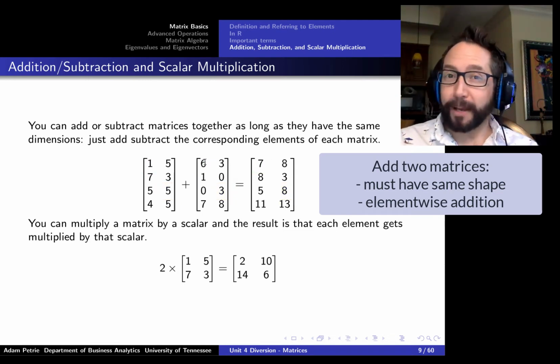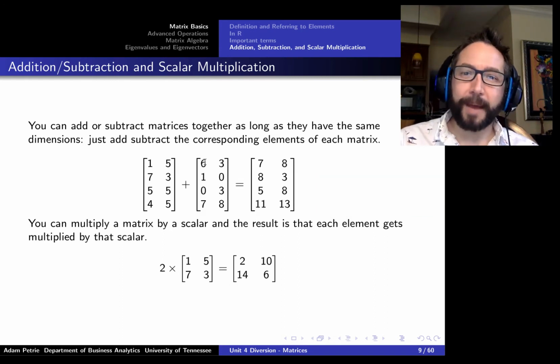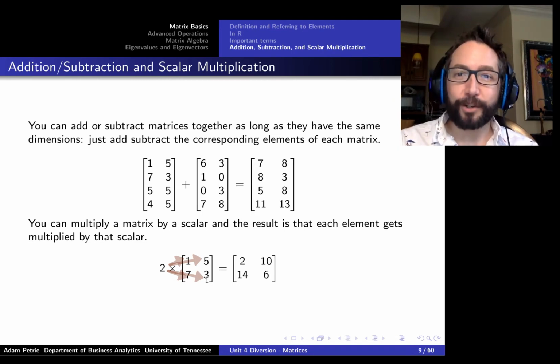If you want to multiply a matrix by a number, a single number we refer to as a scalar in mathematics, take this matrix, multiply it by 2, that just means that every number inside the matrix gets multiplied by 2 as well.